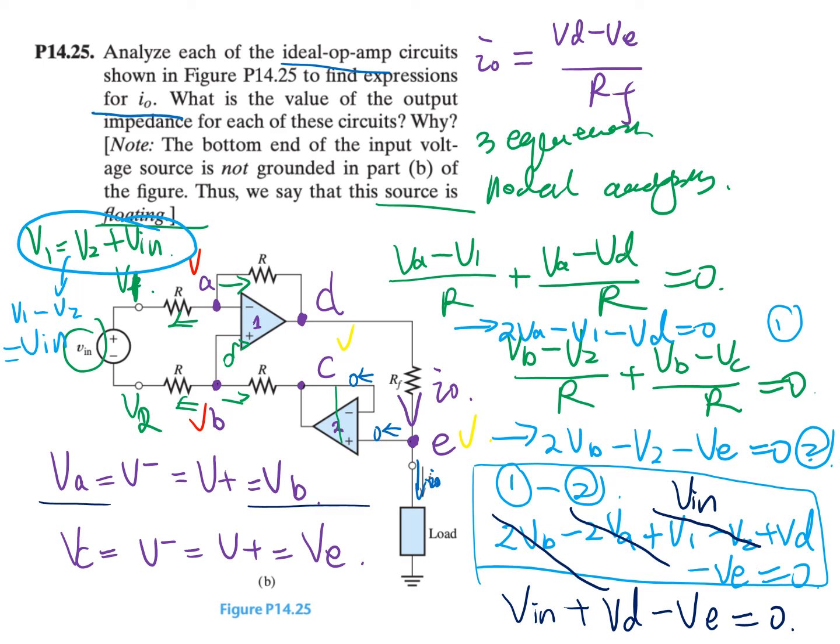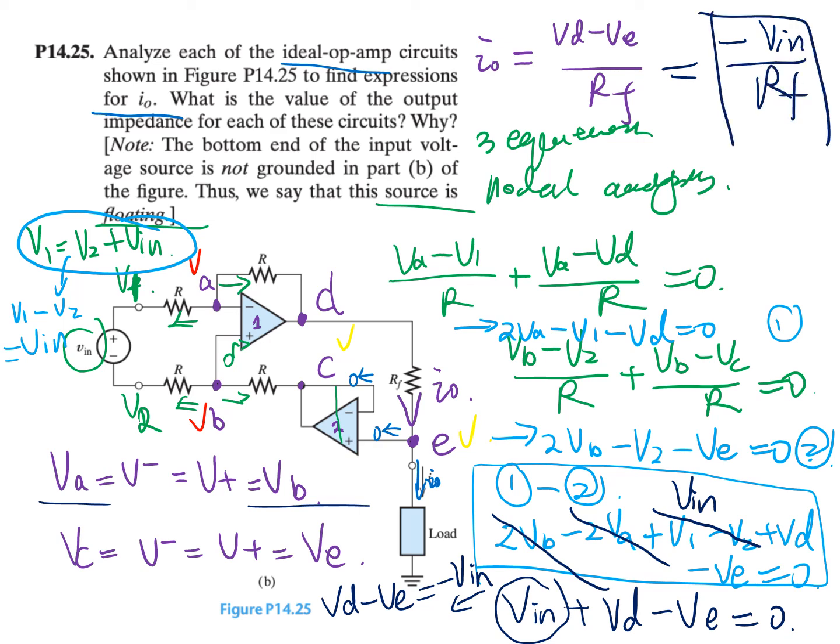Now we get a relationship between VD and VE. Because our goal is to find I/O, and I/O is exactly VD minus VE over RF, from here we get VD minus VE is equal to, moving Vin to the other side, minus Vin. So I/O is minus Vin over RF. So this is our final result.